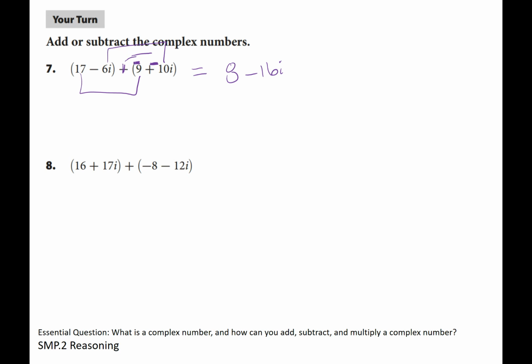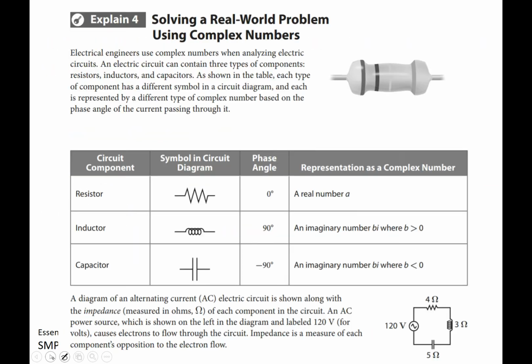Here, it's an add problem. So I would just add my like terms together. So 6 plus 8 is 14, and then 17i and -12i is +5i. All right, and then that's it for what we're going to do today. So today was really quick, short, and sweet here.